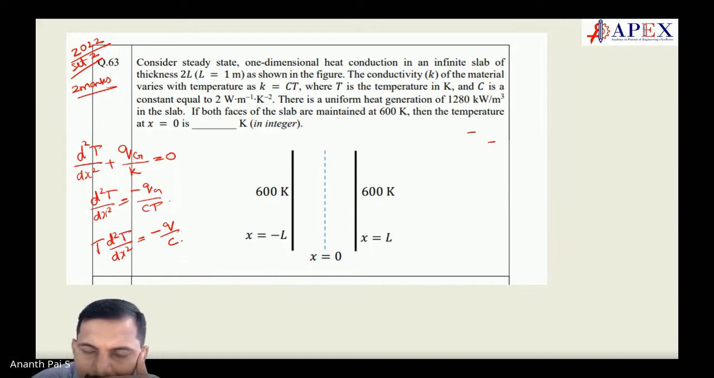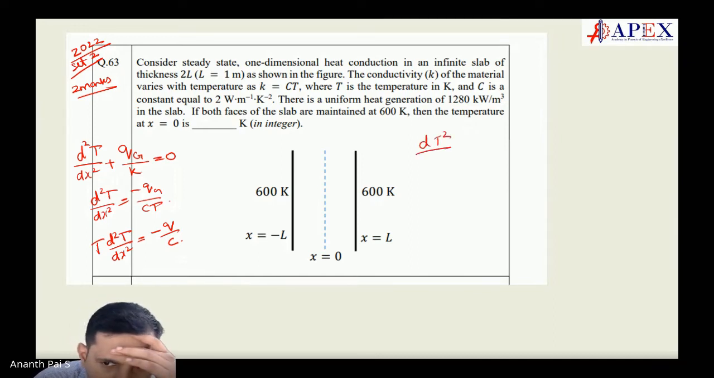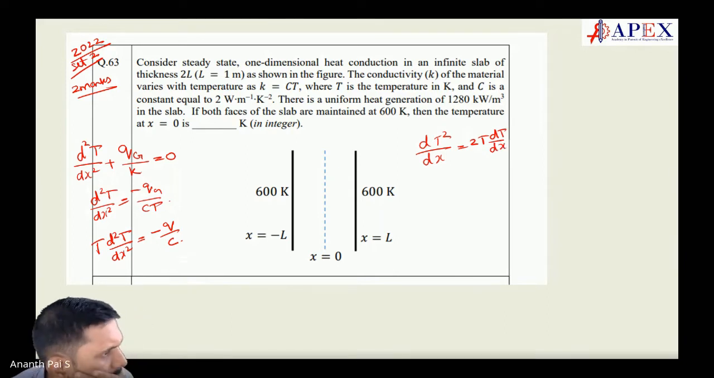Or if you see, okay, d by dx, what is d square by dx? dT square by dx. What is that? It is equal to 2T dT by dx, correct? Agreed. 2T dT by dx, is it not? Yes or no?